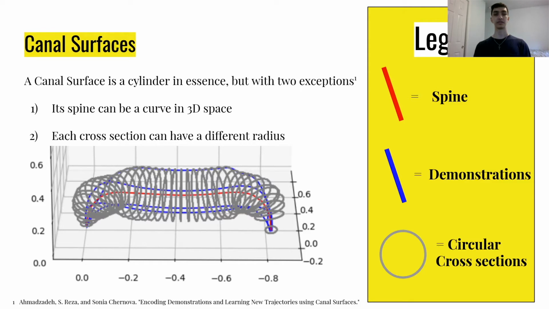Depicted on the left is an example of a canal surface generated by the algorithm I implemented, using demonstrations of a robot picking up an object and placing it back down. The blue lines are the demonstrations, which we use as the 3D position of the robot's end effector or gripper. The red line is the spine curve, and the gray circles are the cross-sections.